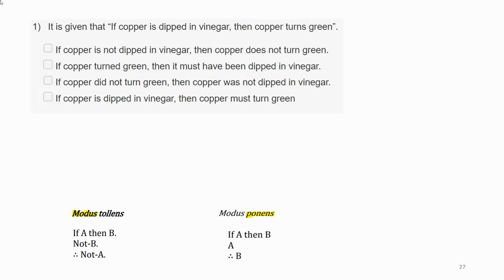The first option is: if copper is not dipped in vinegar, then copper does not turn green. The other is: if copper turns green, then it must have been dipped in vinegar. Now, for the first one, it is said that if copper is dipped in vinegar, then copper turns green. But it is not said that there are no other ways for copper to turn green. That is not clear. But it is said that if it is dipped in vinegar, then it will turn green.